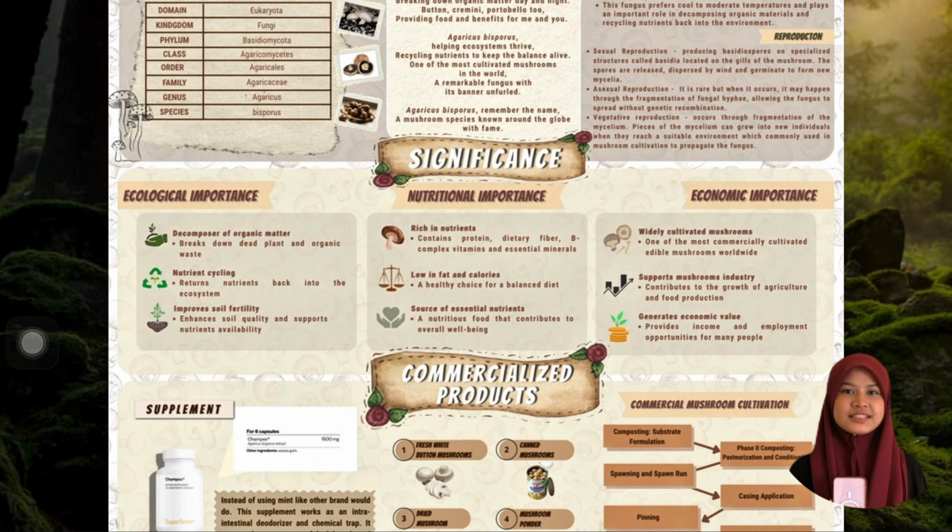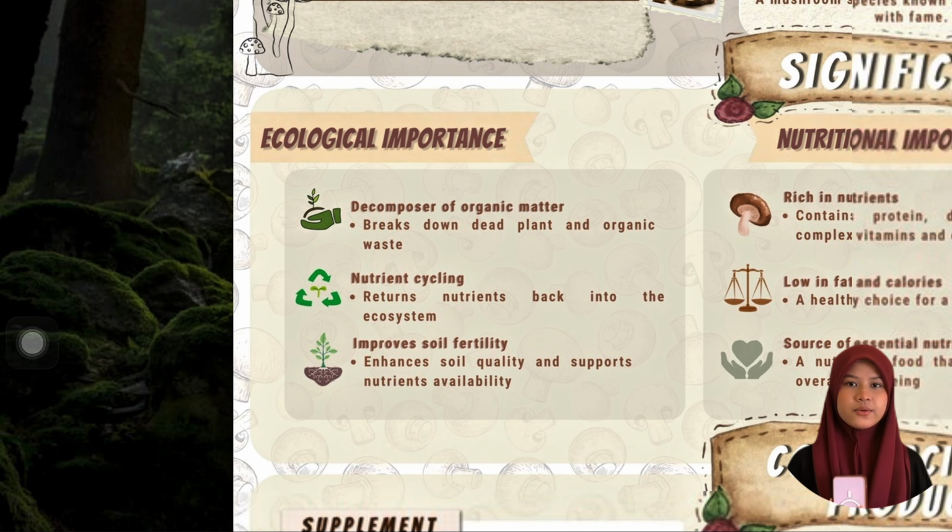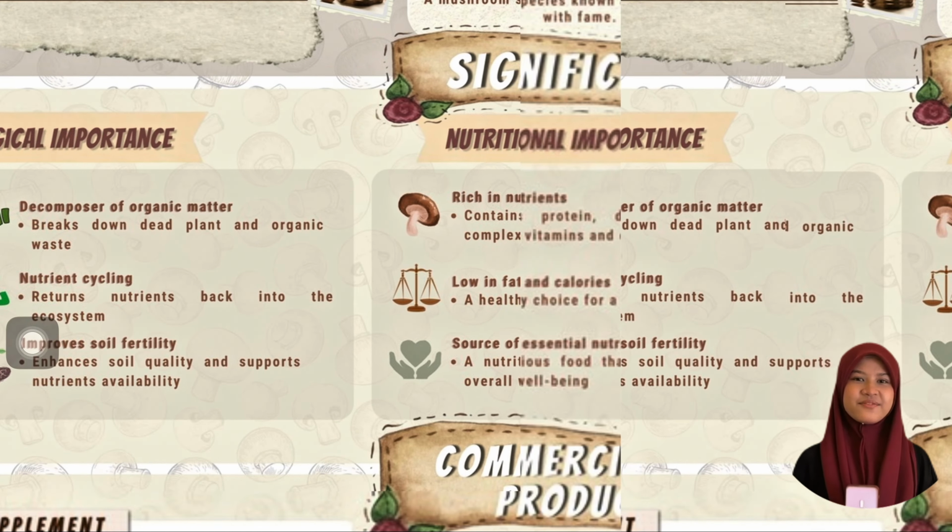Now, I will explain the significance of Agaricus bisporus. Firstly, in terms of ecological importance, Agaricus bisporus acts as a decomposer of organic matter. It breaks down dead plant materials and organic waste, helping to recycle nutrients back into the ecosystem. This process also contributes to soil fertility and supports nutrient availability in the environment.